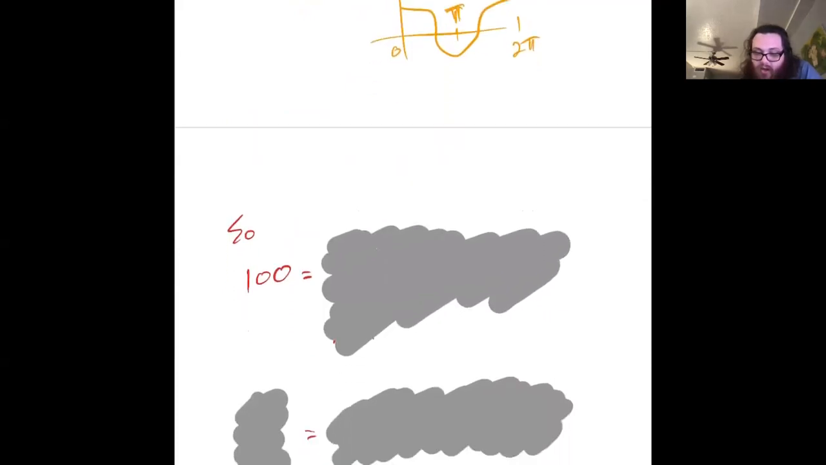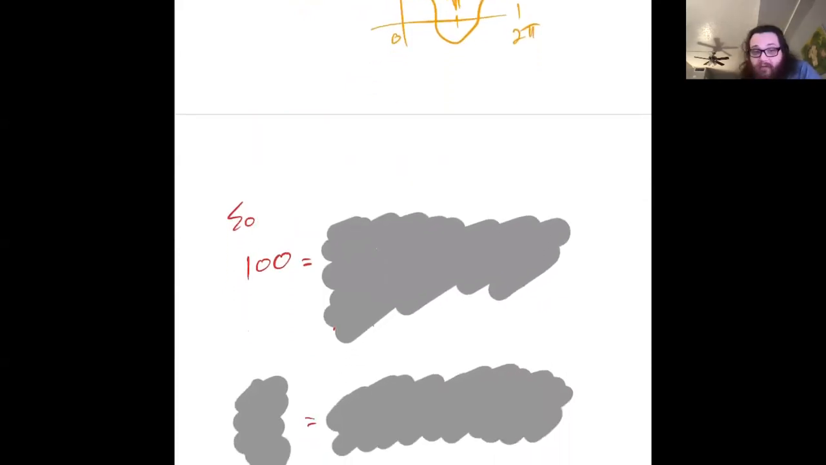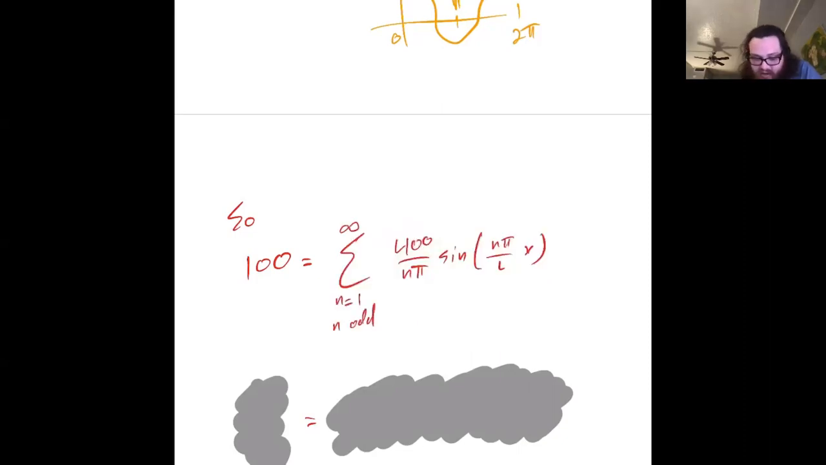So what do we get? Well, we were computing a Fourier series for 100. Technically it shouldn't be equality; it should be that the Fourier series is that. But we have equality whenever the function is continuous. So we'll treat it with equality. What we're doing is summing over n equals 1 up to infinity, for just the odd terms, of the coefficients we just computed times sine of whatever.